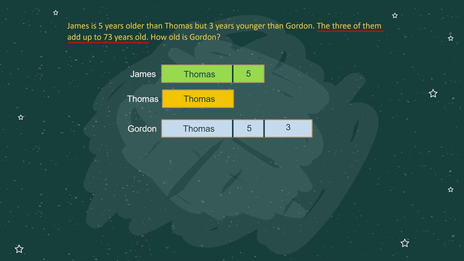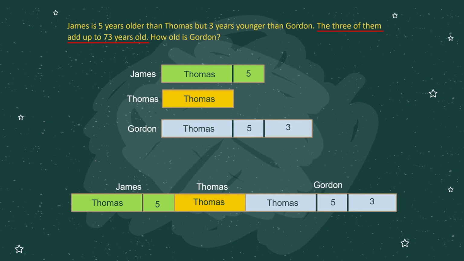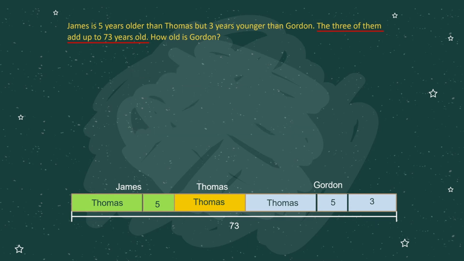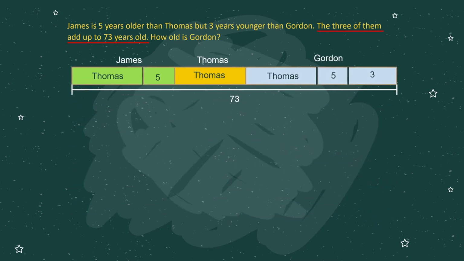The 3 of them add up to 73 years old. So this means that if we put James and Thomas and Gordon bars together, the total length is 73, like this. Now, these bars are kind of like Lego, right? So you can rearrange them however you want. So we can do this.